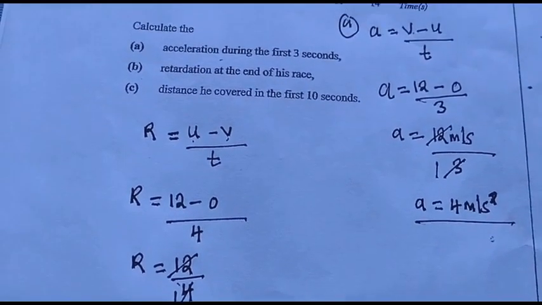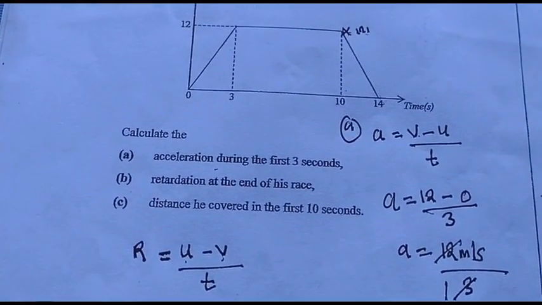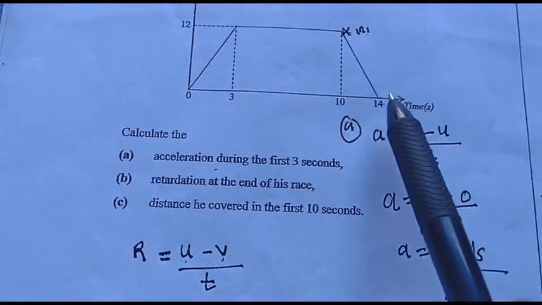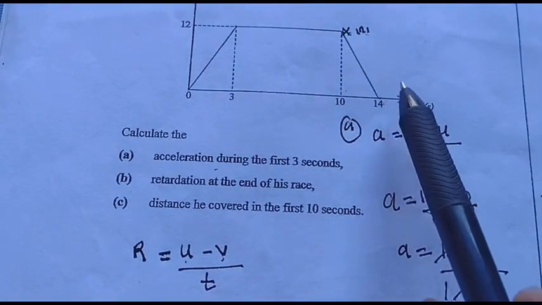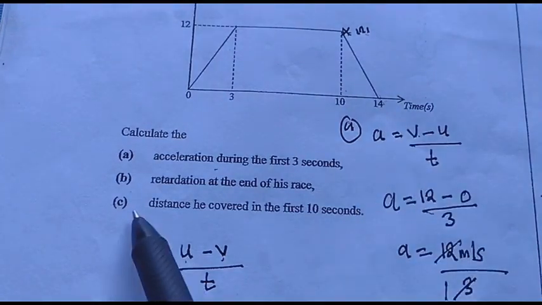So let us go back to our diagram. So here I've said if they have asked you to find the acceleration here at the end of the race, it would have been a negative acceleration. Okay. Now let us come to question C.